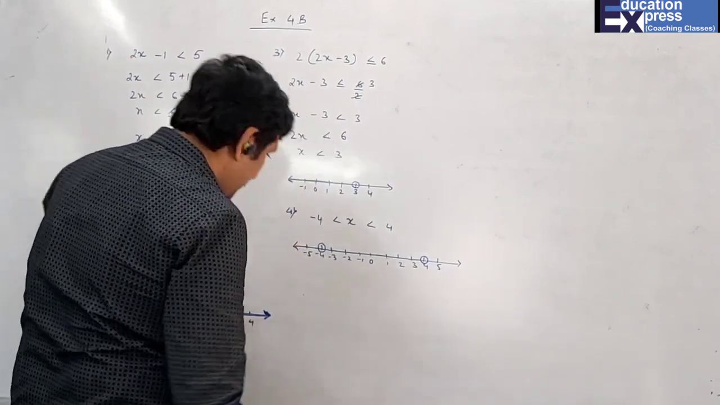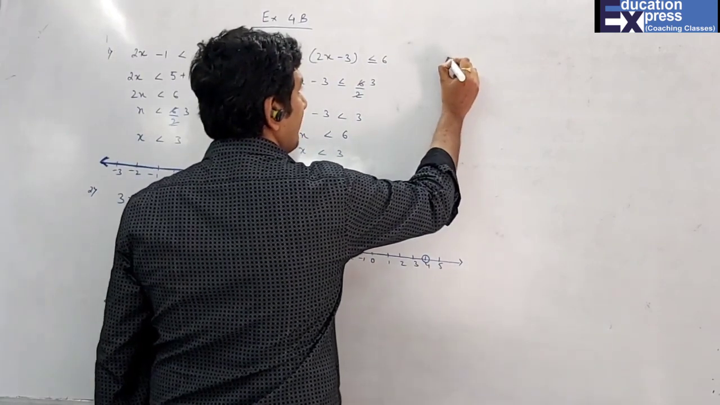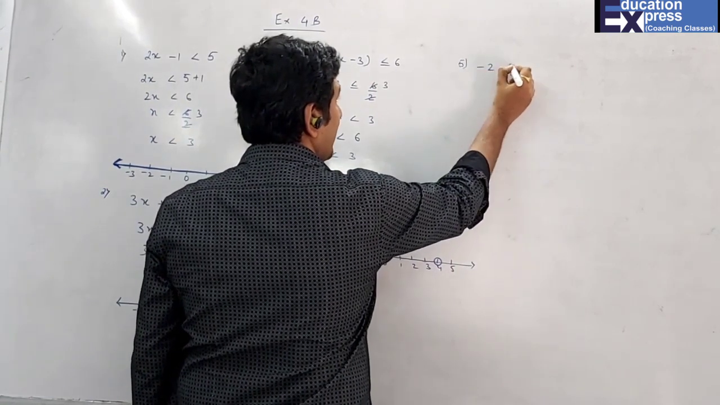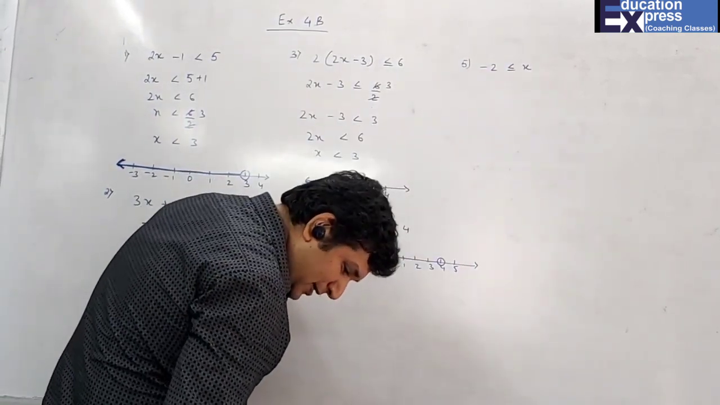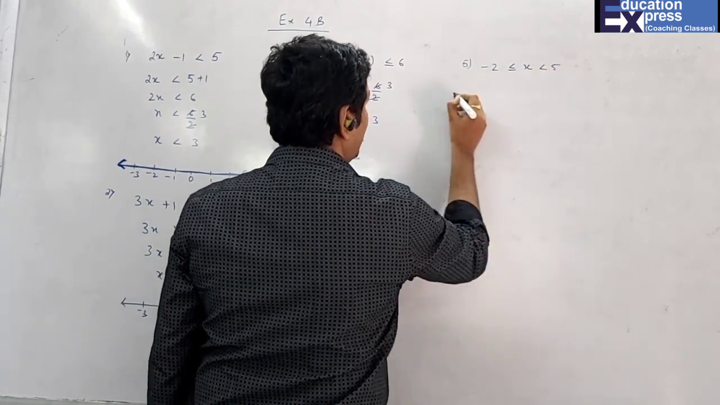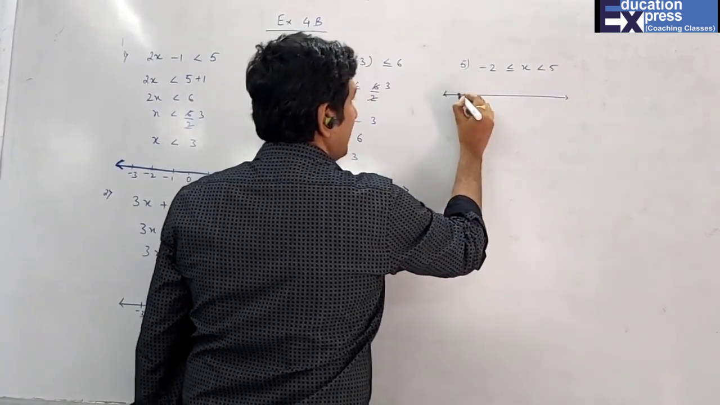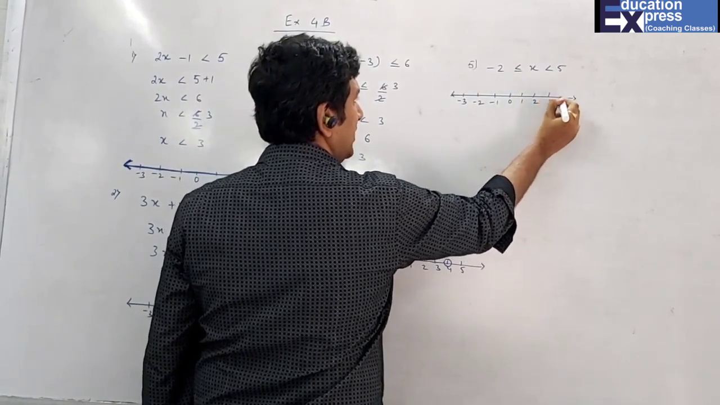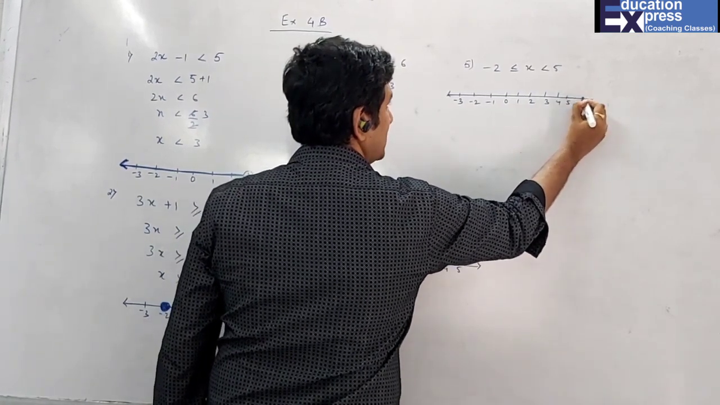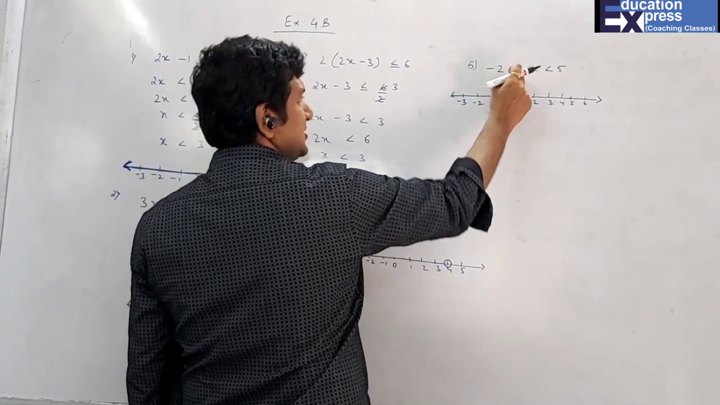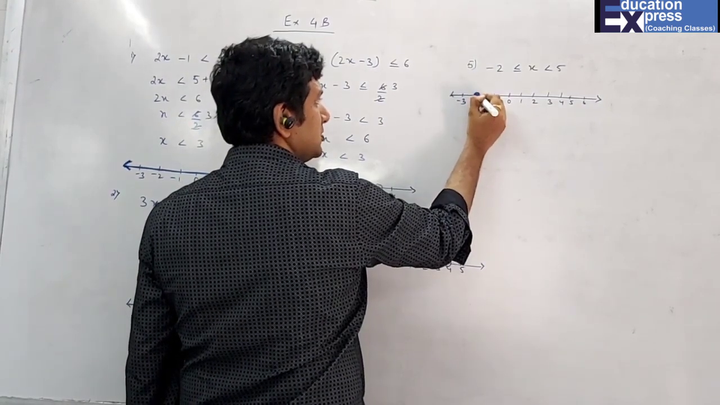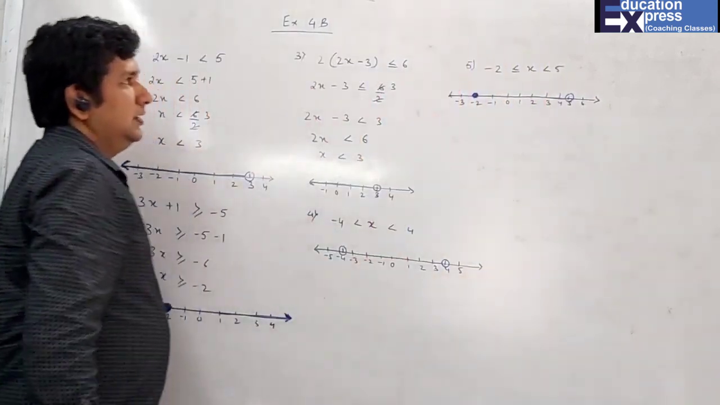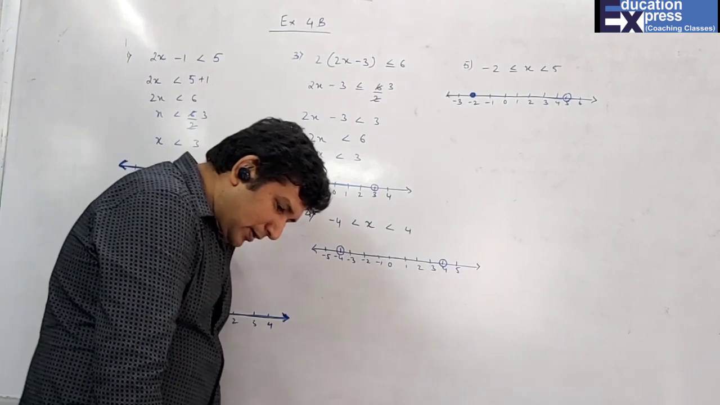Now, fifth part. Minus 2 is less than or equal to x is less than 5. Again the limits are given on both the sides. I'll start with minus 3, minus 2, minus 1, 0, 1, 2, 3, 4, 5, 6. Equal to sign is there. So which circle, students? Solid. Equal to sign not there, then hollow. And all the numbers in between. So I hope it's clear till now, everyone. Sixth part.